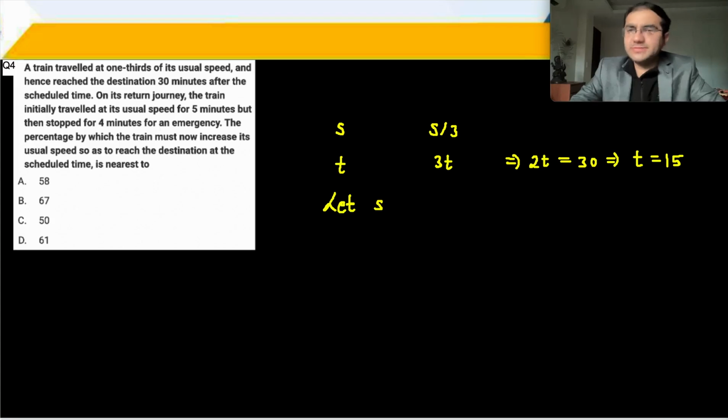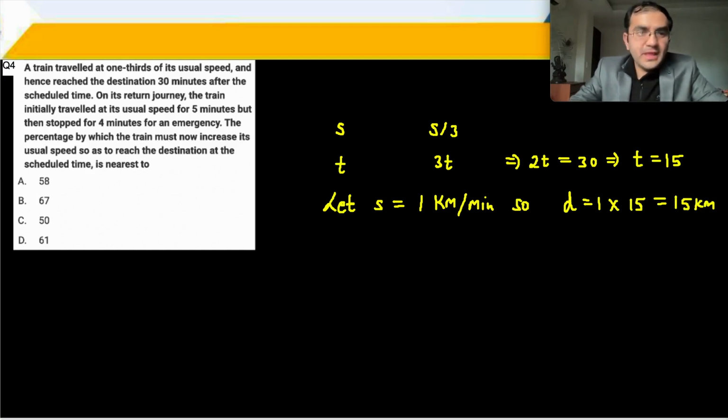So let me assume a speed, because distance is not mentioned, speed is not mentioned. And we are dealing in minutes. So let speed be 1 kilometer per minute. Time taken is 15 minutes. So distance becomes 15 kilometers. Clear so far? On its return journey, the train initially traveled at its usual speed for 5 minutes.